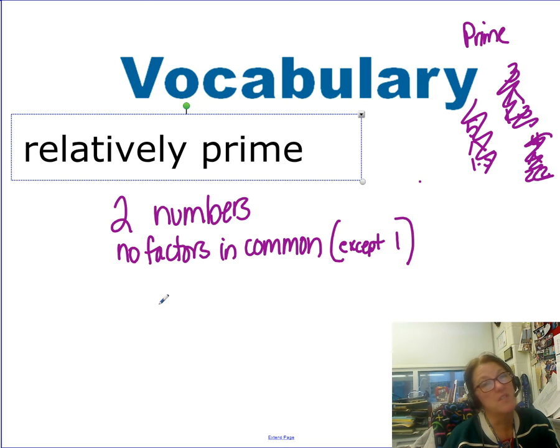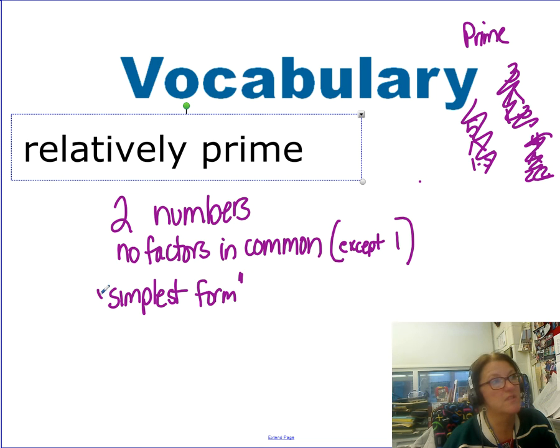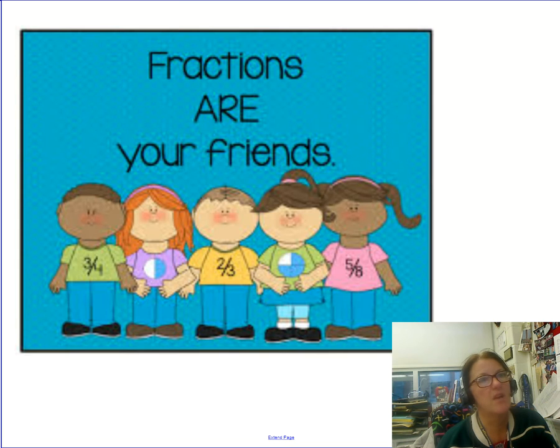Basically, if you have these two numbers as a fraction, it's like simplest form. That's what's happening. So I'm going to add that in there too, simplest form. And that's kind of another way to say that these two numbers are relatively prime. All right, so let's hop on the review.